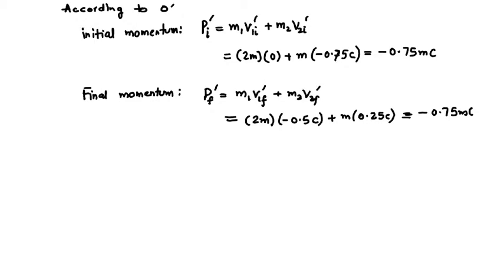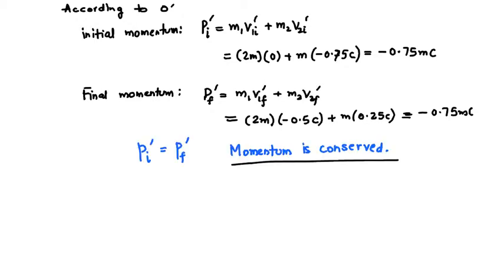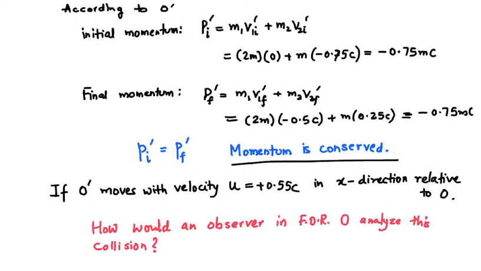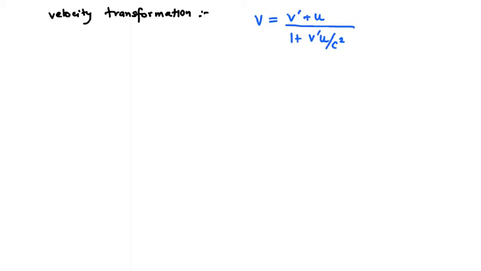However, if we now consider this frame of reference O prime moving with constant velocity of plus 0.55 c in the x direction relative to another frame of reference O, then how would an observer in frame of reference O analyze this collision? Using this equation, we can now calculate the initial velocities of both these masses and final velocities of both these masses as observed by an observer in frame of reference O.